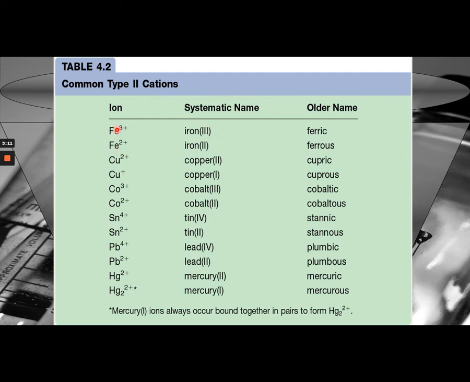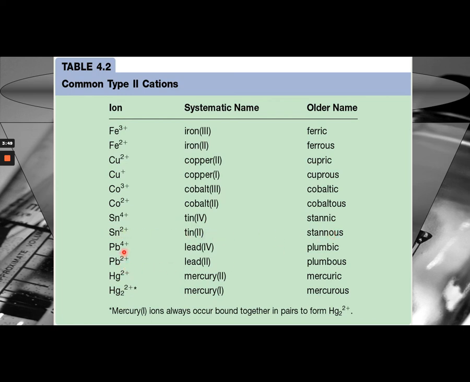So iron 3 is +3, and they come from their old Latin stem names, ferrum. The higher oxidation number is ic, the lower oxidation number is us. So +2 is iron 2, ferrous, from ferrum, the Latin name. Copper 2, cupric. Copper 1, cuprous, from cuprum. Cobalt 3, cobaltic. Cobalt 2, cobaltous. Tin 4, stannic. Tin 2, stannous, from stannum.